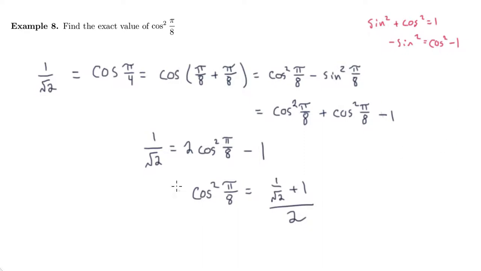And now you may ask the question, why would I ever think to do this? This was very strange. I found what cosine squared of pi over 8 was by considering cosine of pi over 4. Well, I'm not saying that this is something you're going to do all the time, but I think this is a useful snapshot to show you that knowing some of these special values really can allow you to find other values of different angles.